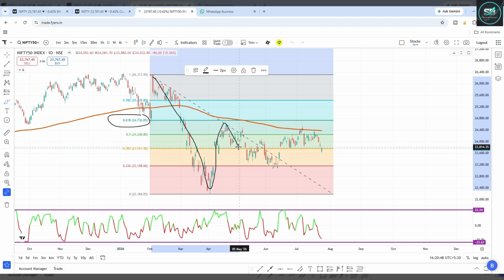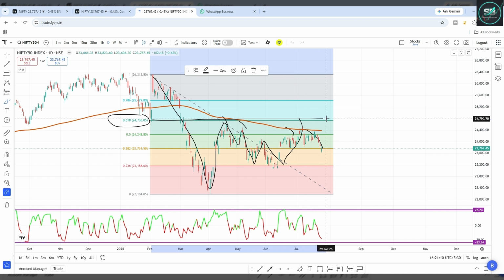From here it got a rejection, again it bounced to this zone, again a rejection, again a bounce, again a rejection. So almost four times it has tested this 0.5 to 0.618 zone, and after testing this zone four times, now we got a full pullback.